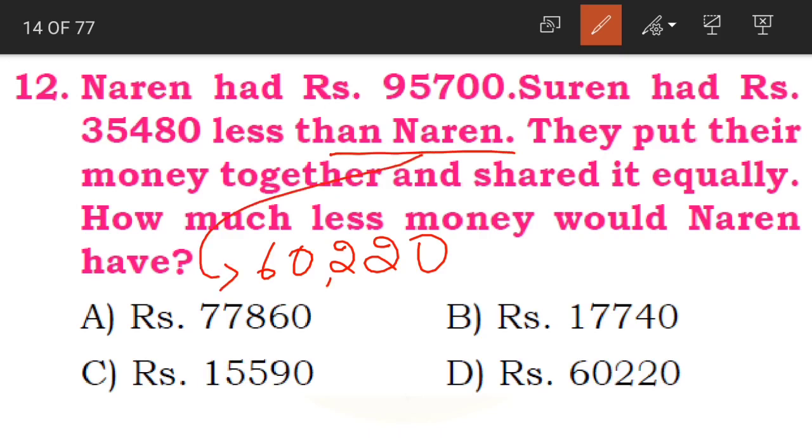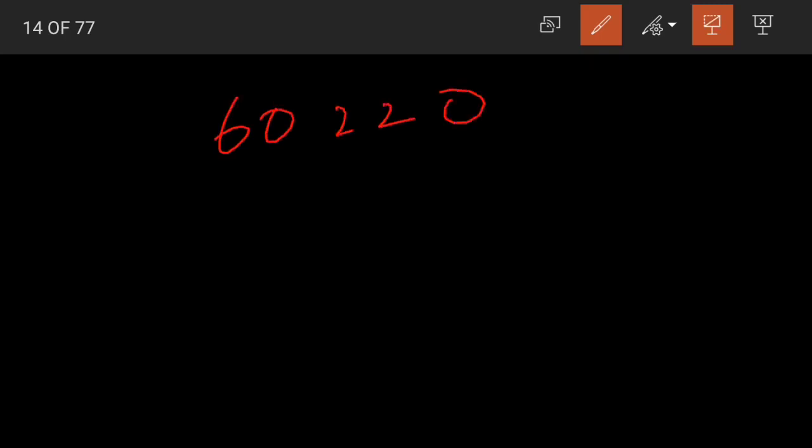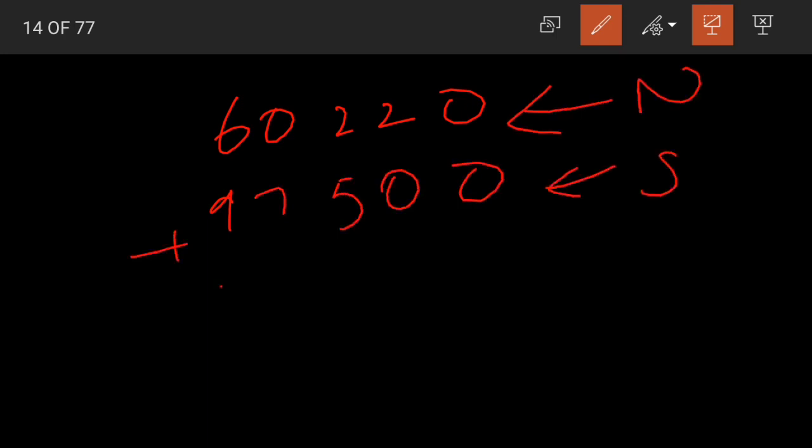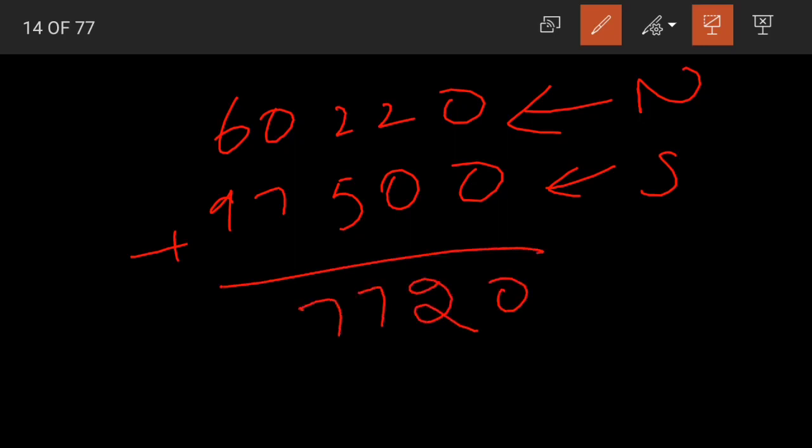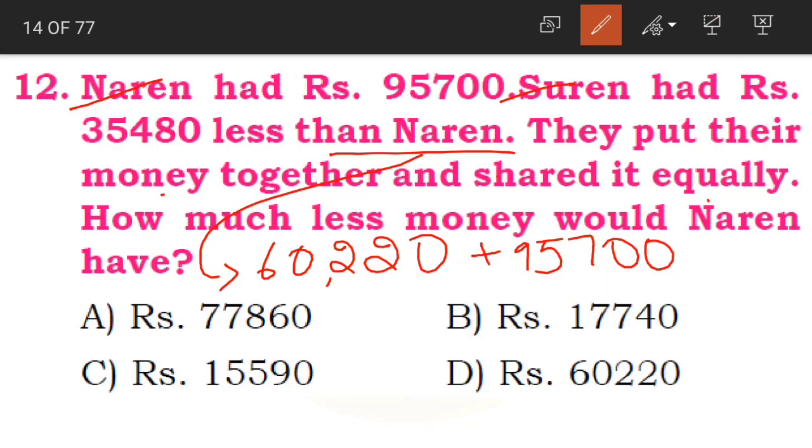Now, what did they do? They put their money together. Who put their money? Naren and Suren together. That means we need to add 60,220 plus 97,500. So we are adding 0 plus 0, 0, 2 plus 0, 2, 2 plus 5, 7, 0 plus 7, 7, 6 plus 9, 15. What is the answer, children? 1,57,720.